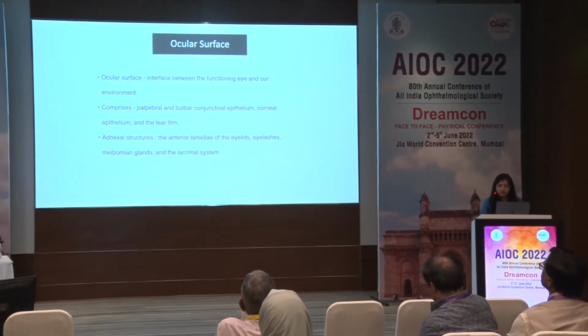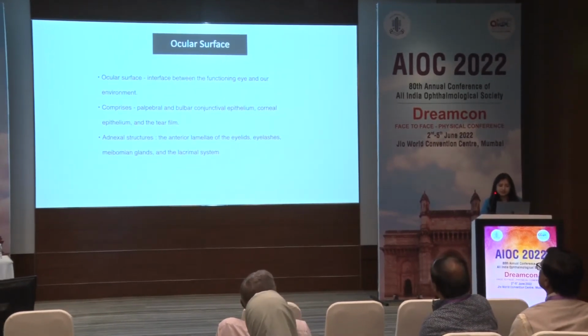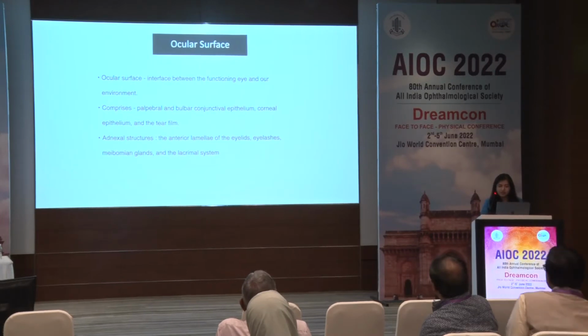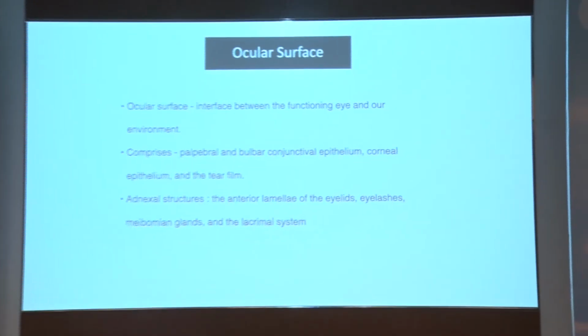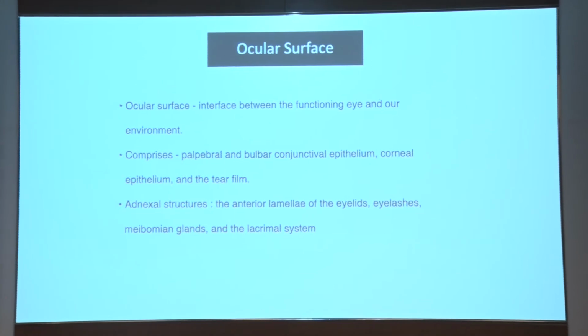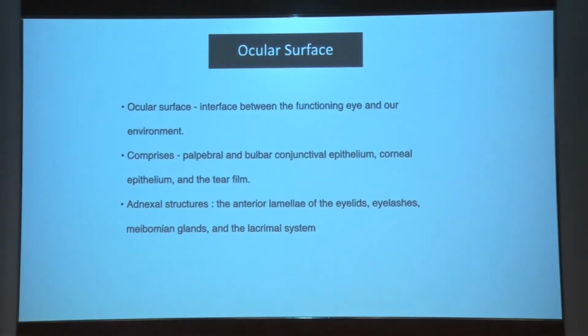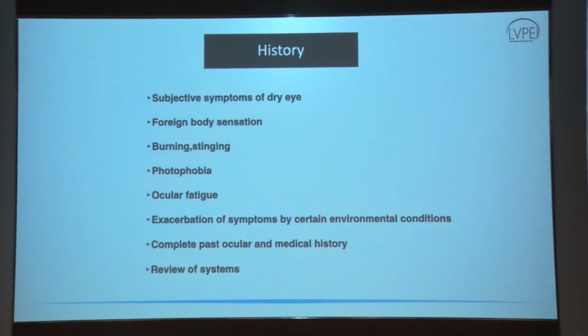Then what is the ocular surface? The ocular surface is an interface between the functioning eye and the environment, and it consists of palpebral and bulbar conjunctival epithelium, corneal epithelium, tear film, and the adnexal structures. And this is what we need to test.